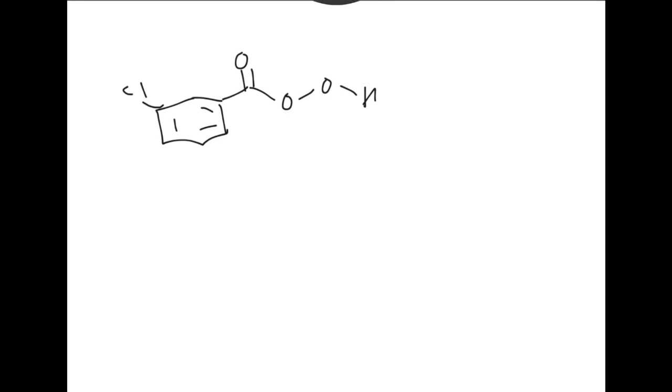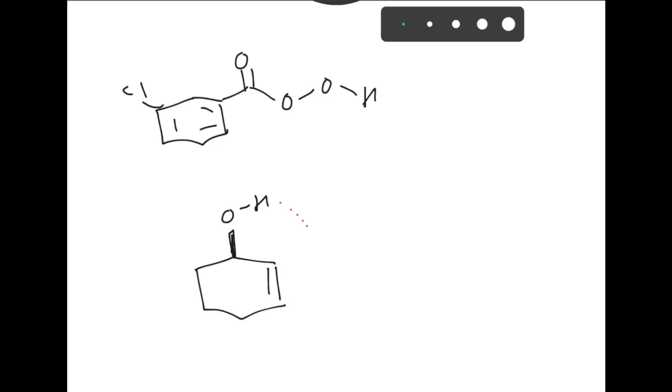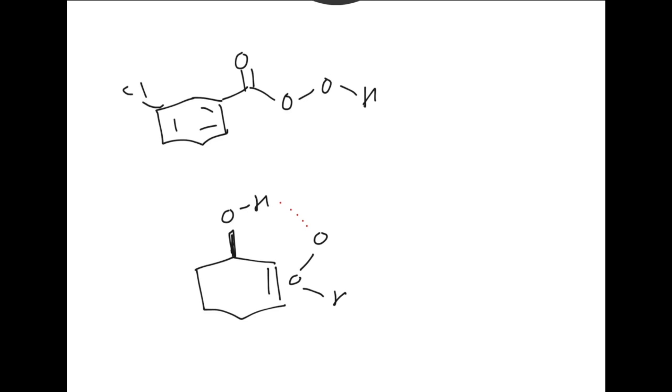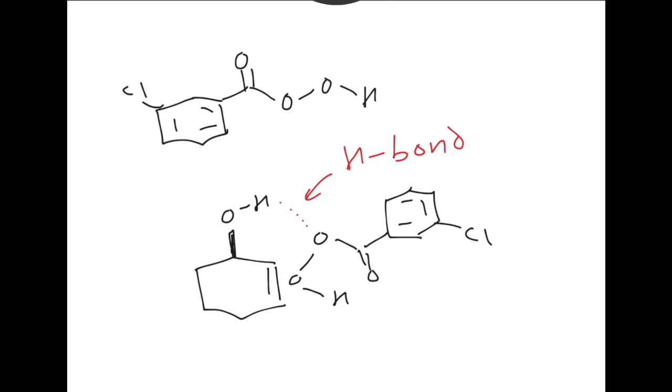So what happens is when you have an alcohol by your double bond, that alcohol actually interacts with one of the oxygens of MCPBA. So you have this hydrogen bond that is going to help hold the MCPBA on the same side of the molecule as the alcohol.